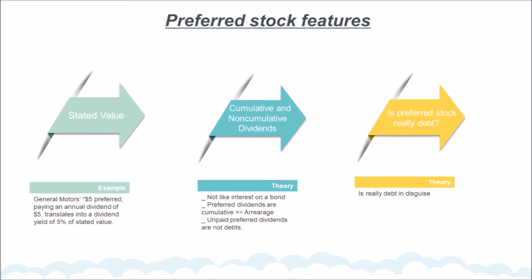In cumulative and non-cumulative dividends, a preferred dividend is not like interest on a bond. Dividends payable on preferred stock are either cumulative or non-cumulative. If preferred dividends are cumulative and are not paid in a particular year, they will be carried forward as an arrearage. Unpaid preferred dividends are not debts of the firm. Directors elected by the common shareholders can defer preferred dividends indefinitely, and this relates to preferred stock as debt.